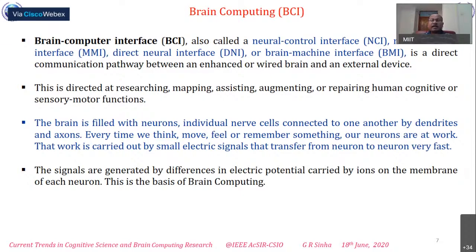So the area of brain computing is directed at researching, mapping, assisting, augmenting. Professor Sardana was highlighting augmenting the capability, augmenting or repairing human cognitive activity. And believe me, this type of research has already started, to augment or repair human cognitive activity, to repair human cognitive disorder. There have been attempts in different research activities.